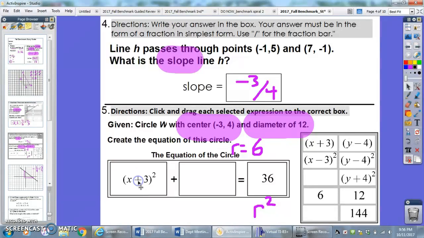So I got that good. Now I'm going to check my 4, so I'm going to choose a negative 4, a y minus 4 with the exponent 2. And so I'm done. And again, double check your formula sheet to make sure that you have gotten all those little details.